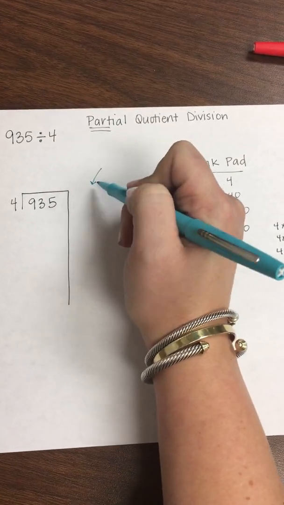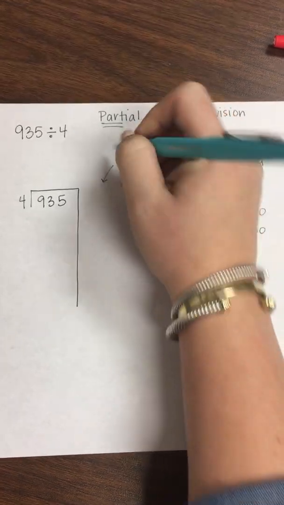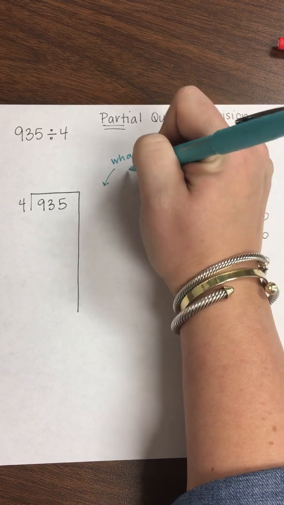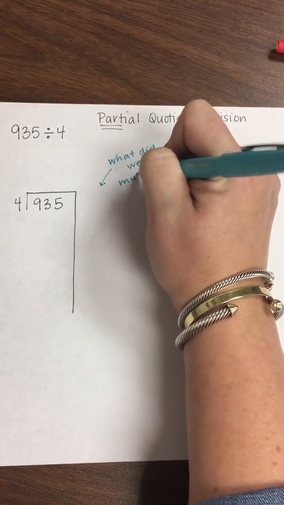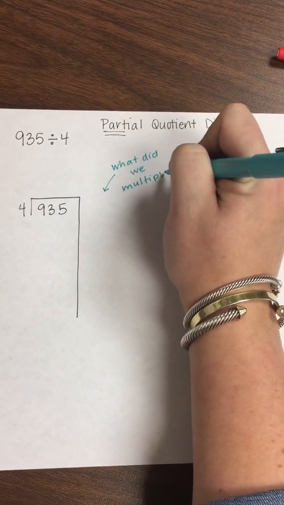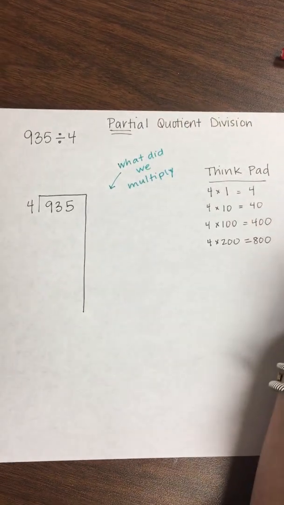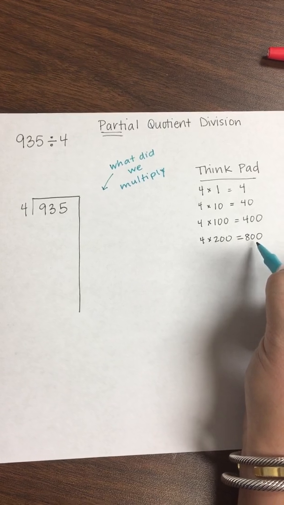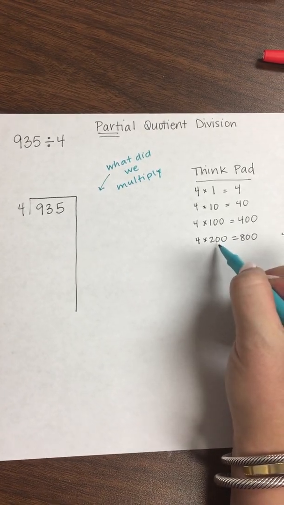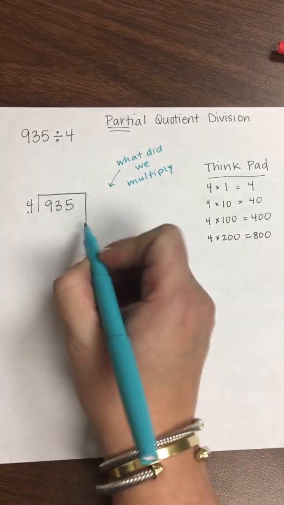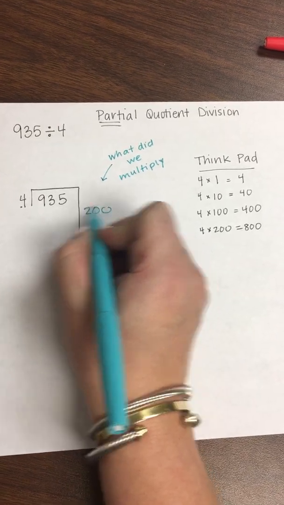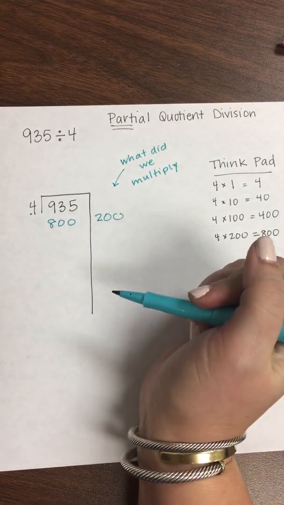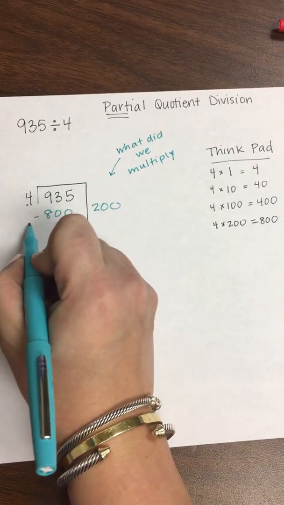So when we're doing our partial quotient, here outside our hangman, this is where we write what did we multiply in small parts. So if I'm trying to get to 935, I can get all the way close to 800 by multiplying 4 times 200. So 4 times 200 is 800. That's my first part to find my quotient, but it's not all the way. I still have something left.